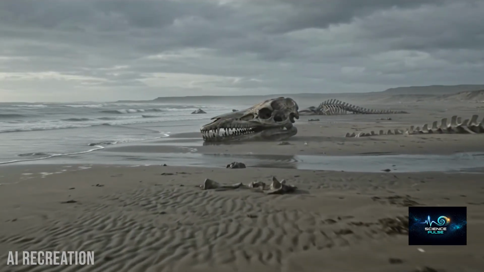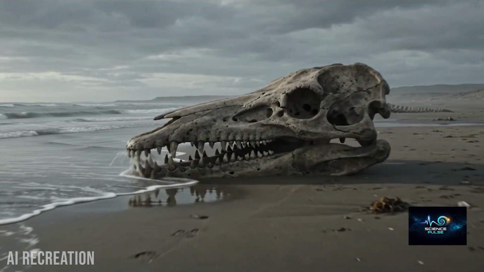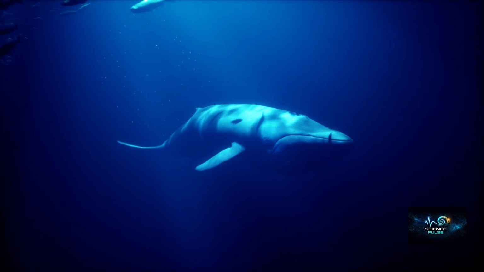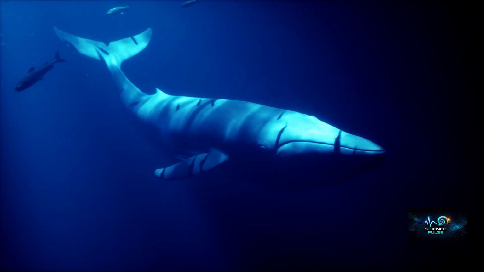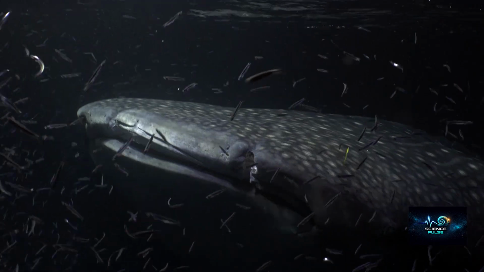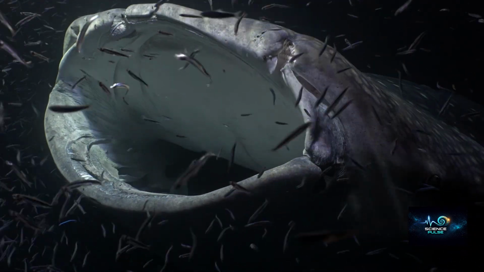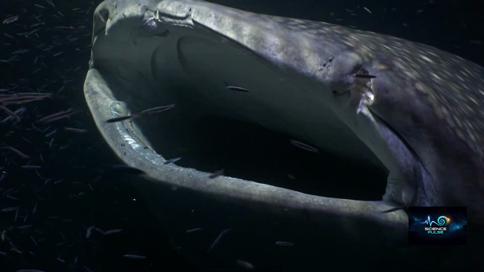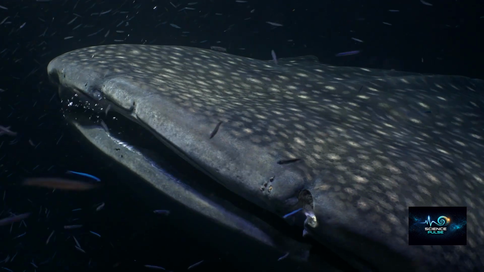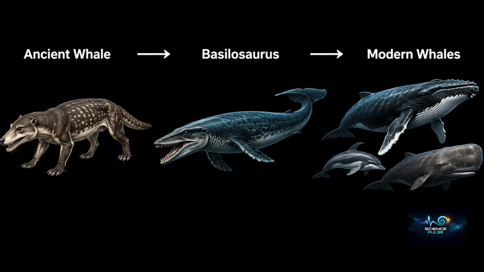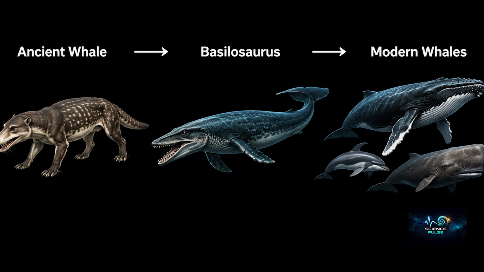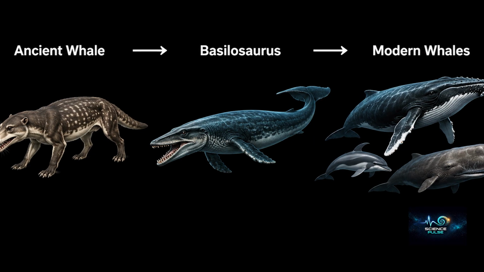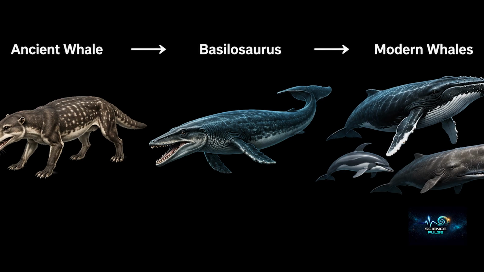But their extinction was not the end of whales. Before they vanished, they gave rise to the two groups that dominate the oceans today. The toothed whales, which later evolved echolocation, and the baleen whales, which lost their teeth and developed filter feeding, eventually producing the largest animals ever known. Basilosaurus and its relatives were not a dead end. They were a transitional group connecting early amphibious whales to modern ones.